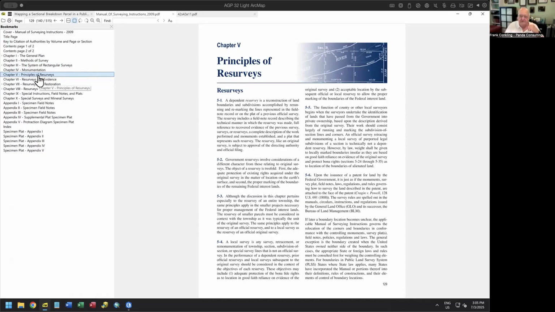Those are the types of surveys that get done now. You'll get what's called dependent resurveys, where they're just trying to take the original surveys and make them a little bit better, or independent resurveys, where they're actually trying to find where there might have been some problems and they're going to generate a new survey, which is going to supersede the old one.